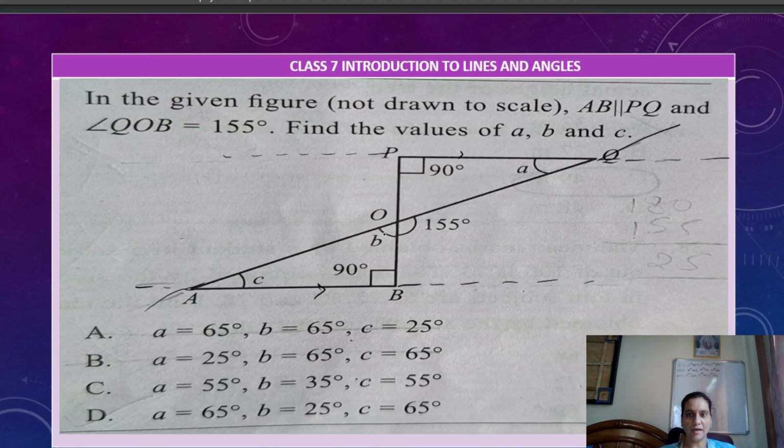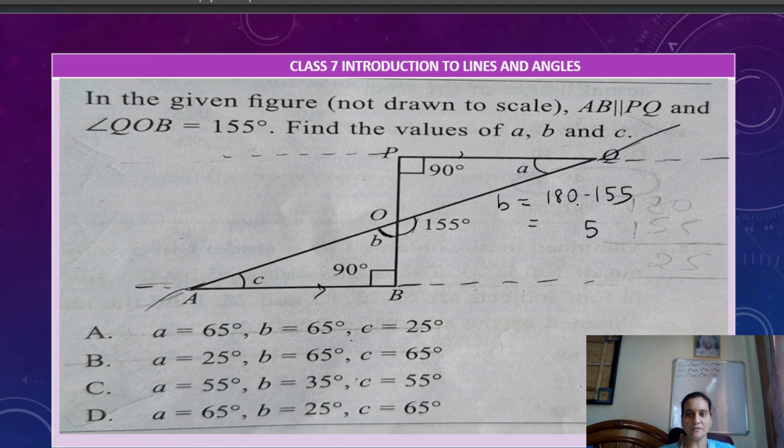Now have a close look here. This 155 degrees and this B both lie on the same side of the transversal. They are forming a linear pair of angles. So linear pair of angles are always supplementary. So B plus 155 degrees will be equal to 180 degrees. That means B is equal to 180 minus 155. So B's value will directly come from here.